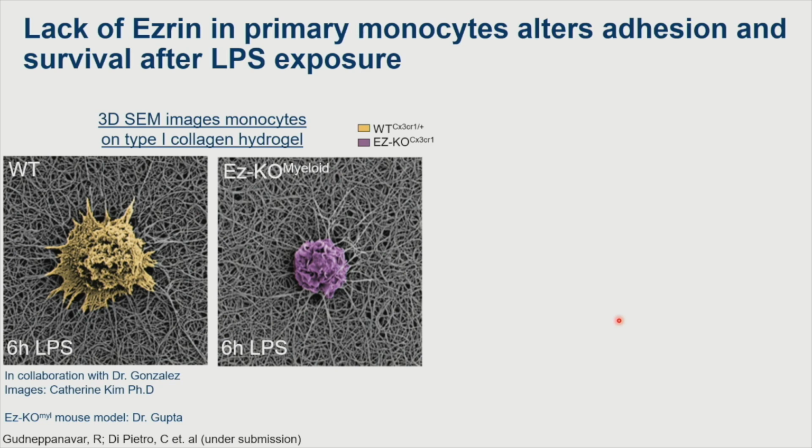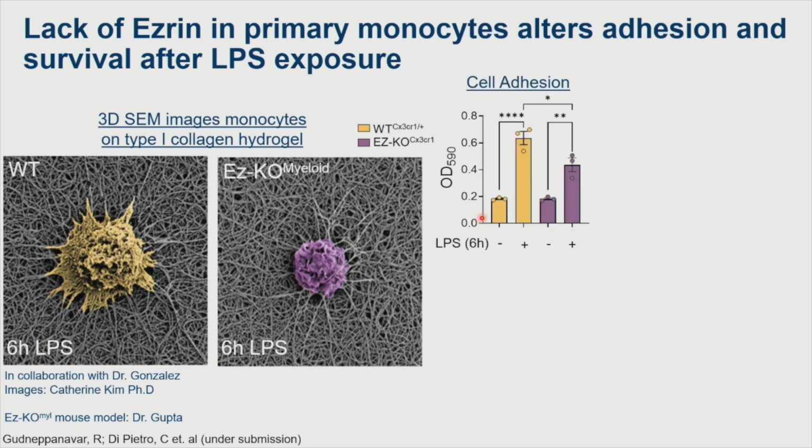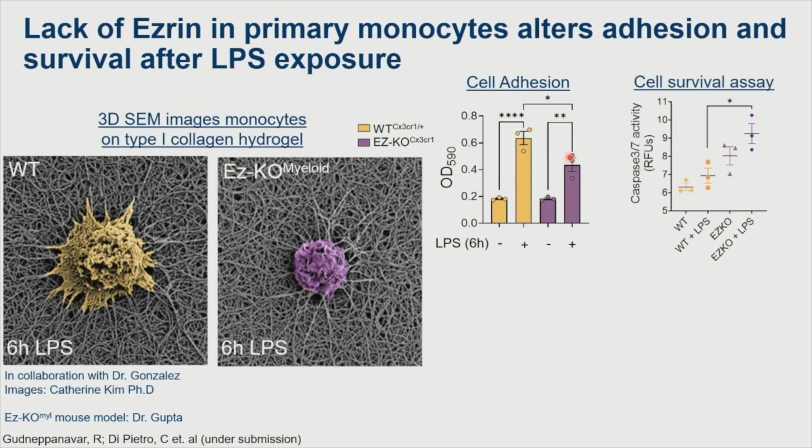So to know more about the importance of ezrin, we developed a mouse model where we specifically knock out ezrin in monocytes and macrophages. Using that mouse model, we isolated the monocytes and cultured them on a collagen surface. Upon treatment with LPS, wild-type monocytes were able to form lamellipodia, whereas lamellipodia formation was absent in the lack of ezrin. So due to this structural defect, when we studied cell adhesion, we saw that fewer cells were attached to the collagen surface when there was no ezrin in response to LPS. And due to this defect in adhesion, we also saw that monocytes lacking ezrin were more prone to undergo cell death in response to LPS.